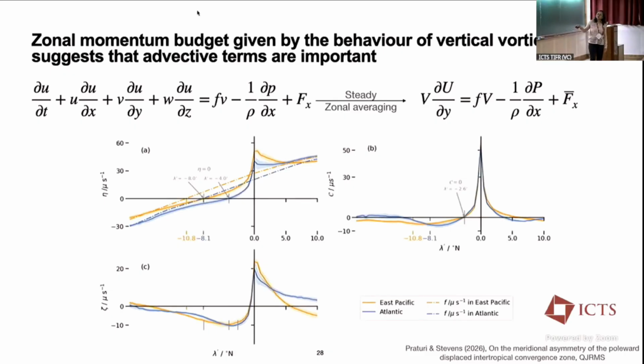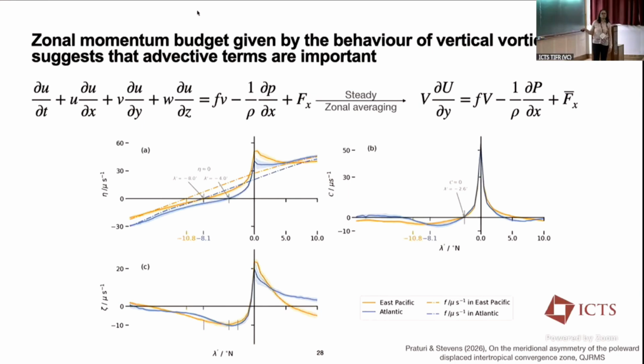And that's what is shown. So these are composites, unlike the previous ones that I showed, which are just zonal means. This is absolute vorticity on the y-axis as a function of latitude. This is low-level convergence as a function of latitude. And this is relative vorticity as a function of latitude. And you would see that the dash-dot line is the f for the two basins. So East Pacific is orange and Atlantic is blue. These are the equators.